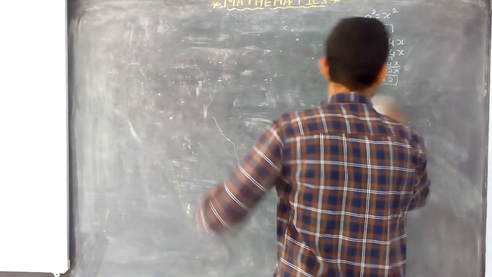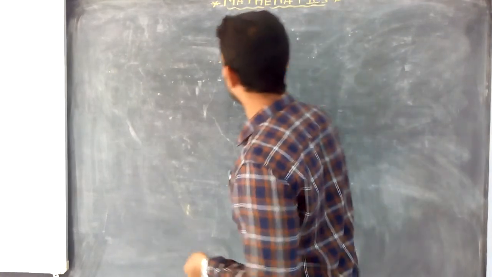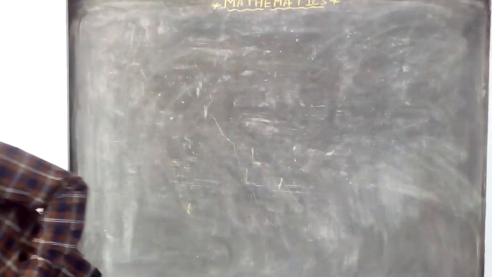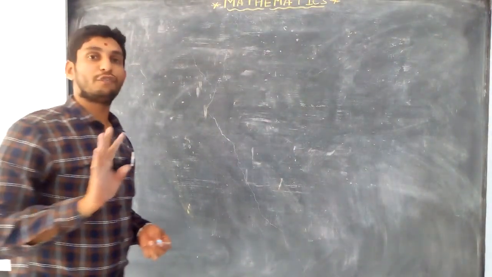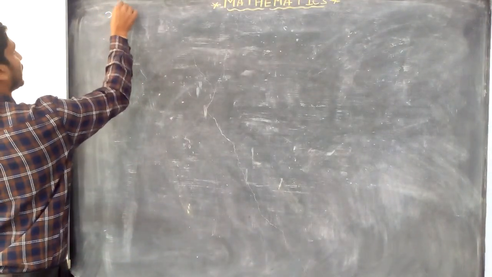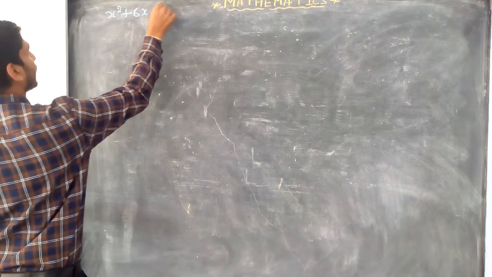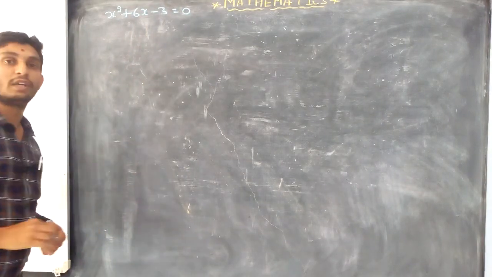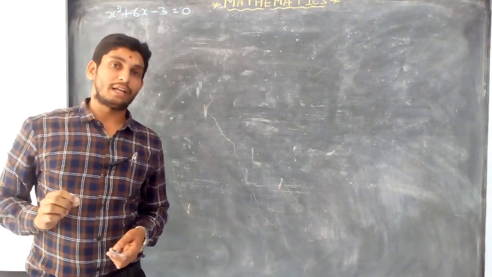Okay, let us go for the next question. I will solve a few more problems like the completing square method. If they ask us, they will ask for 4 marks. That's why I will solve one more problem. The question is: solve x square plus 6x minus 3 equals 0 by completing square method.